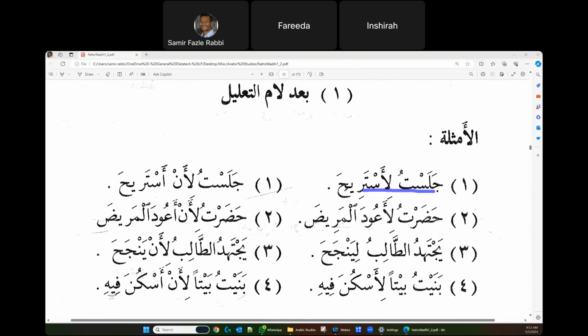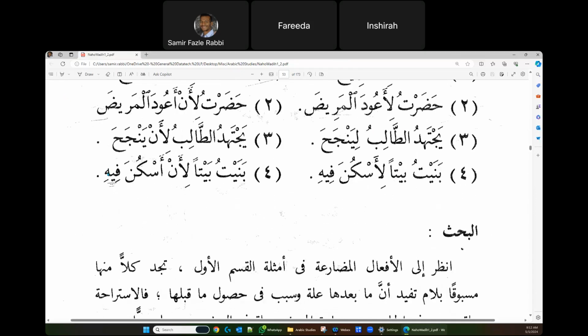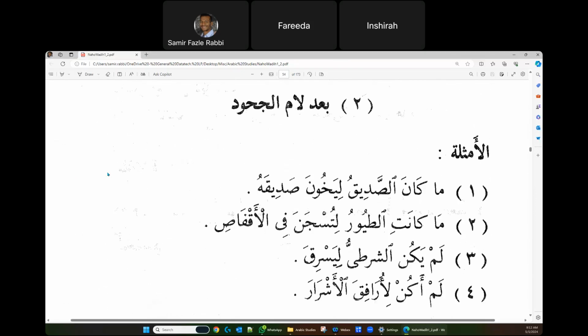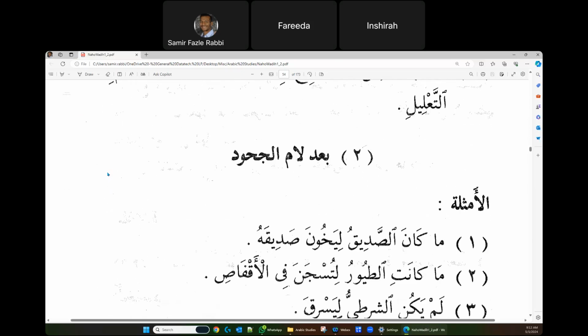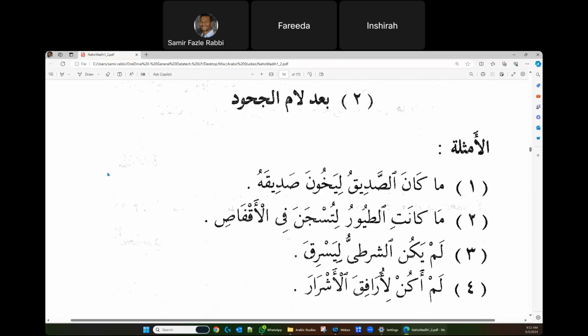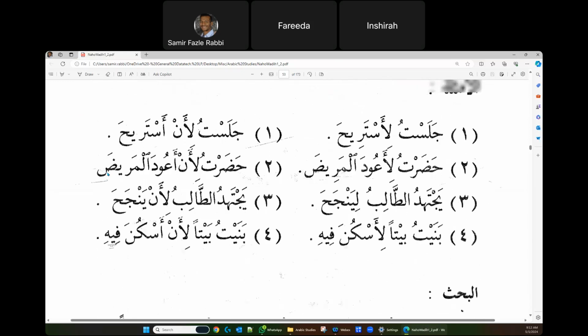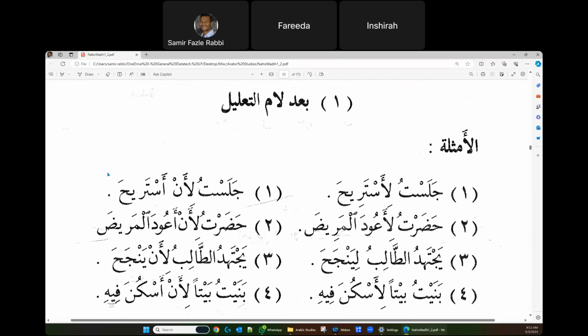So here, jalastu, I sat down to rest. Jalastu the N astari. For those other ones, we can also put in the N too. But here they just showed straight up what the N was. And it basically means in all of these cases, in order to. In this category, yes. In Ba'd al-Lam al-Ta'dil, that's what it means.